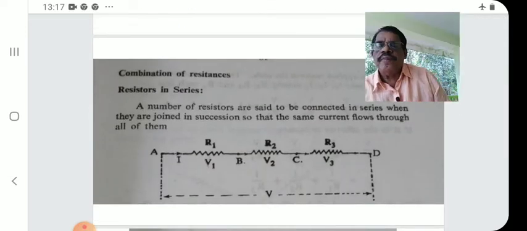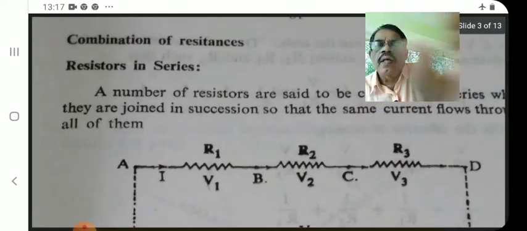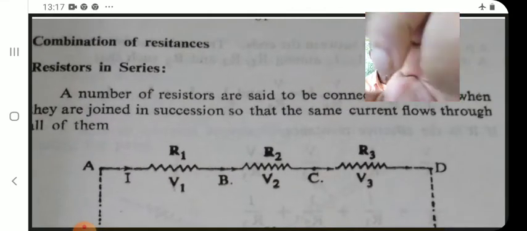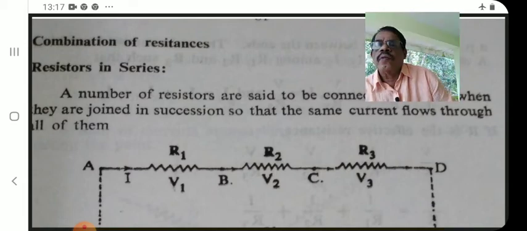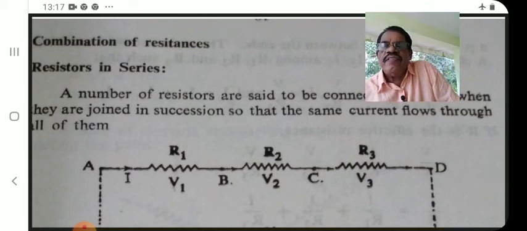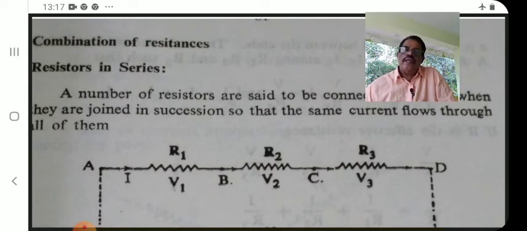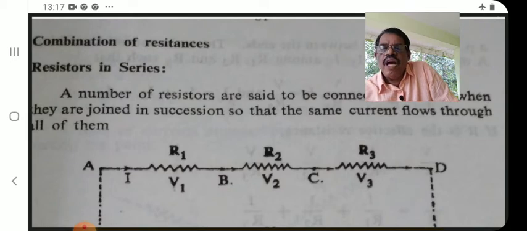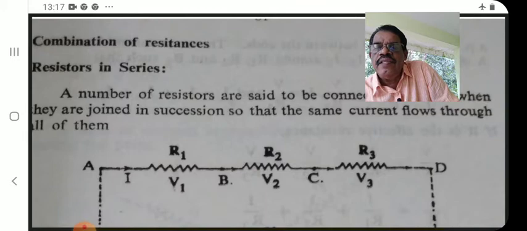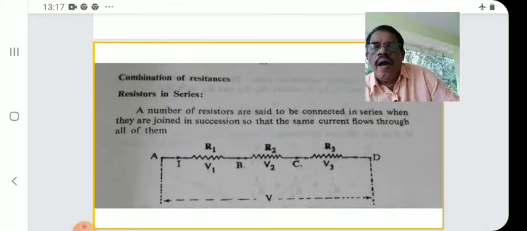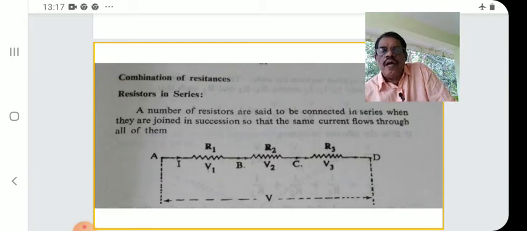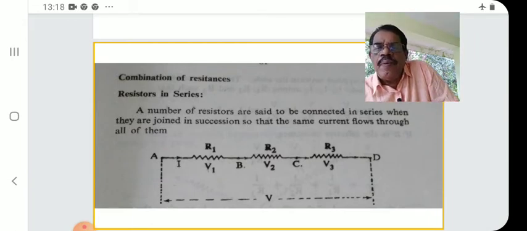What is series combination? A diagram of the series combination is given here. Number of resistors connected one after another is called series combination. Any number of resistors can be connected, and for convenience, we have shown here 3 resistors R1, R2 and R3 connected in series between 2 points A and B. And using a battery, a DC potential, a voltage V is applied between A and B.